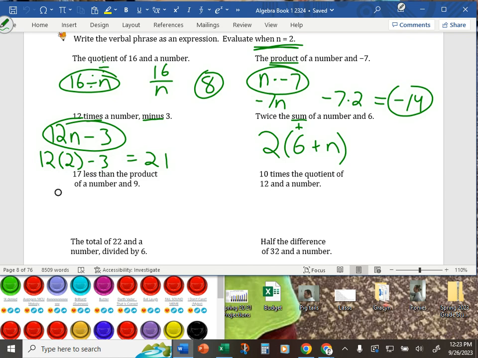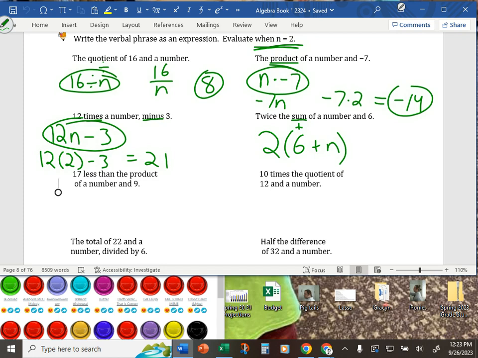So this one does require parentheses because it says we want twice, which is multiplying by 2, twice the sum of a number and 6. Remember that the word sum means the answer to an addition expression. So Nolan, you were dancing around the key here, which is that we need 6 plus n first, and then we double it. Then we multiply by 2. So this is what you should have.